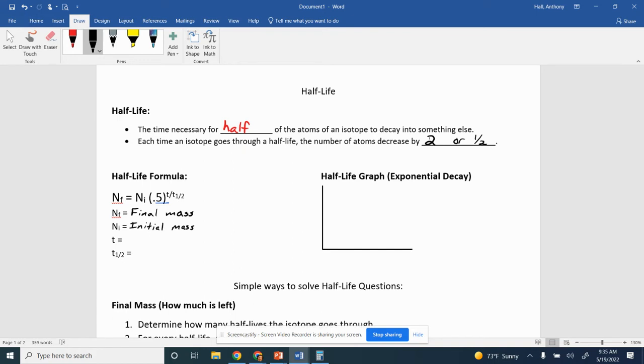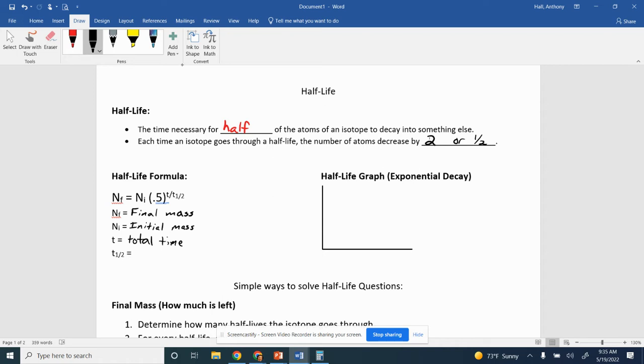Okay, t is pretty straightforward. What do you think t means? Time, but a specific amount of time. So t actually means the total time, so however long it has been. So if it's been 100 years, then that's what t is going to be. If it's been a million years, that would be our t.